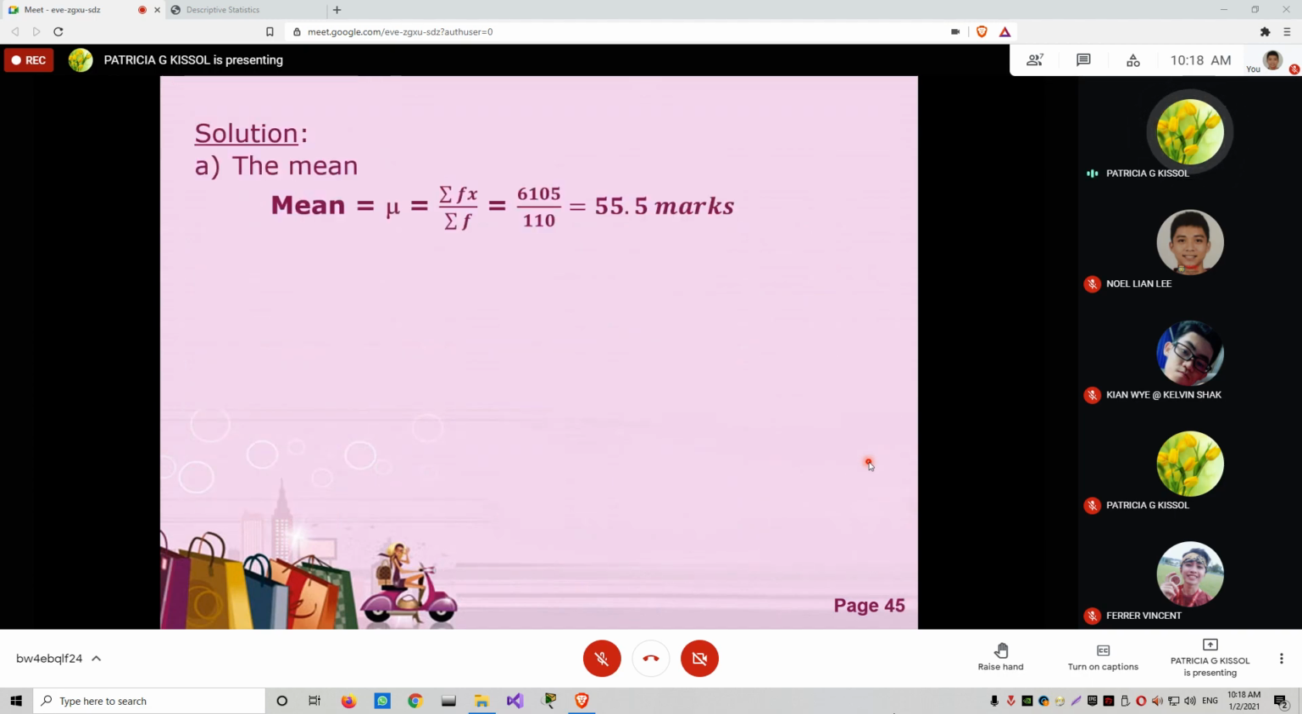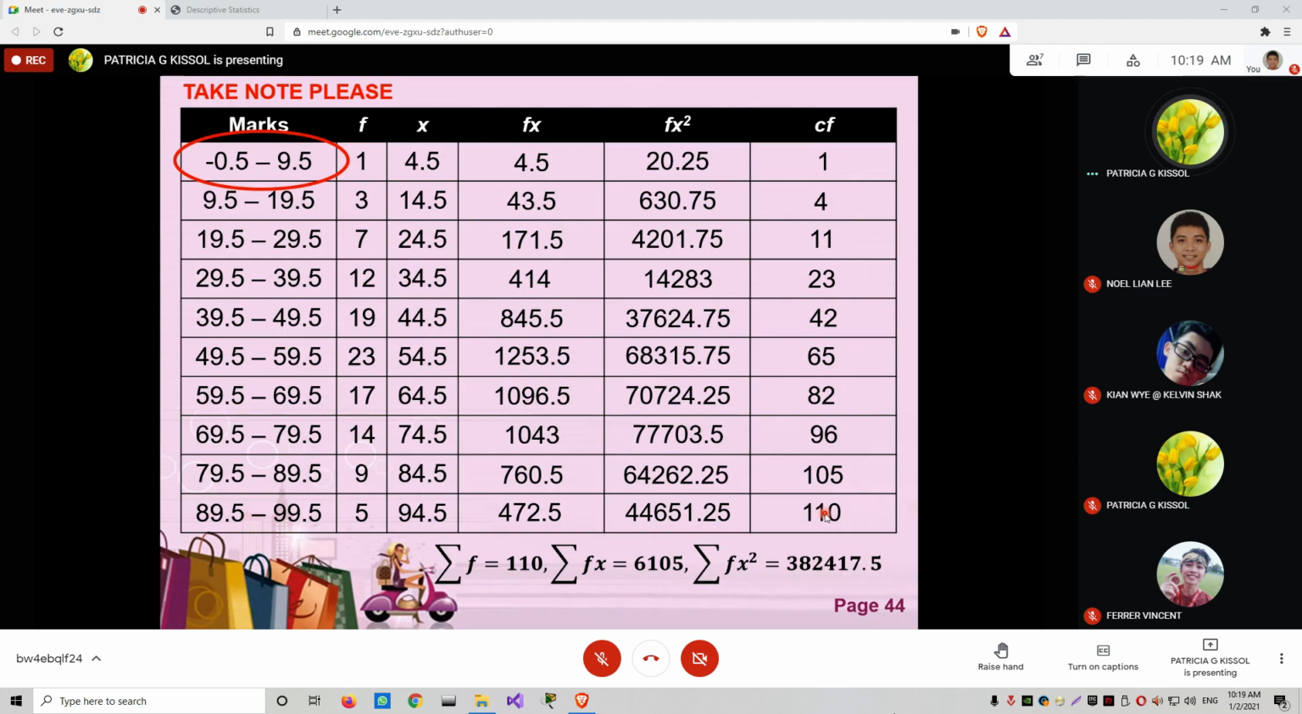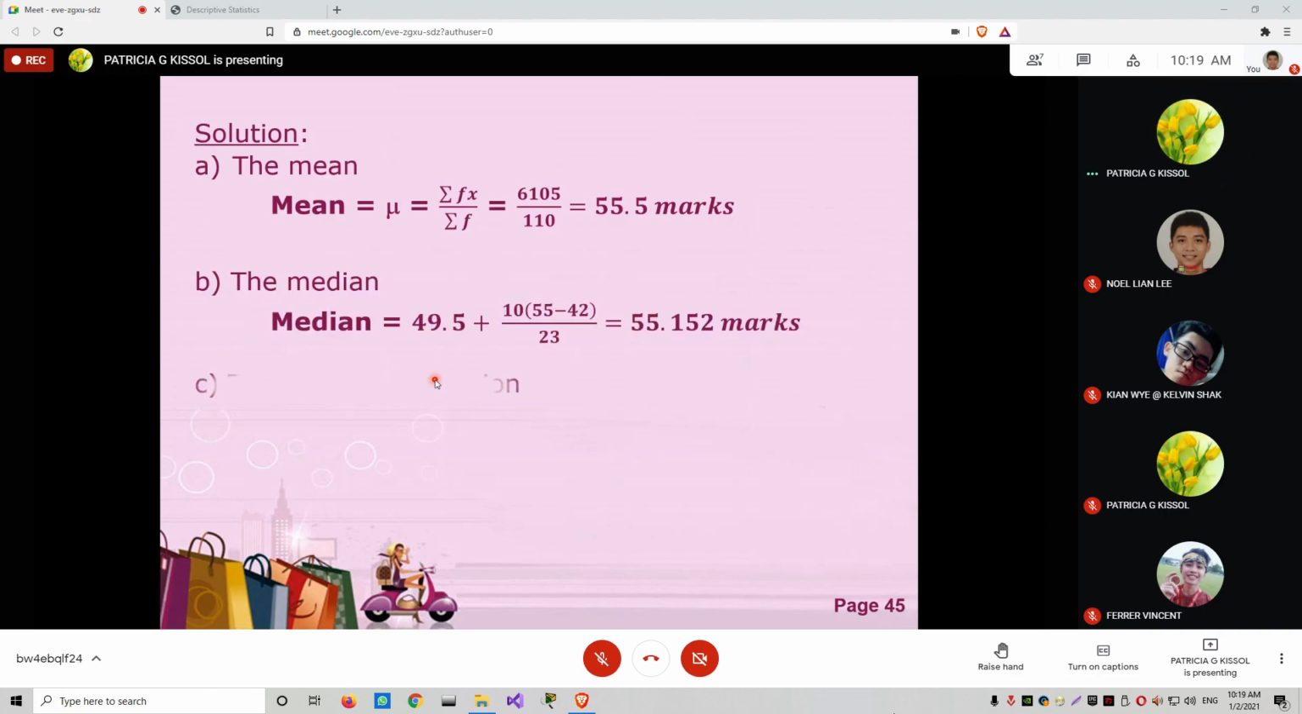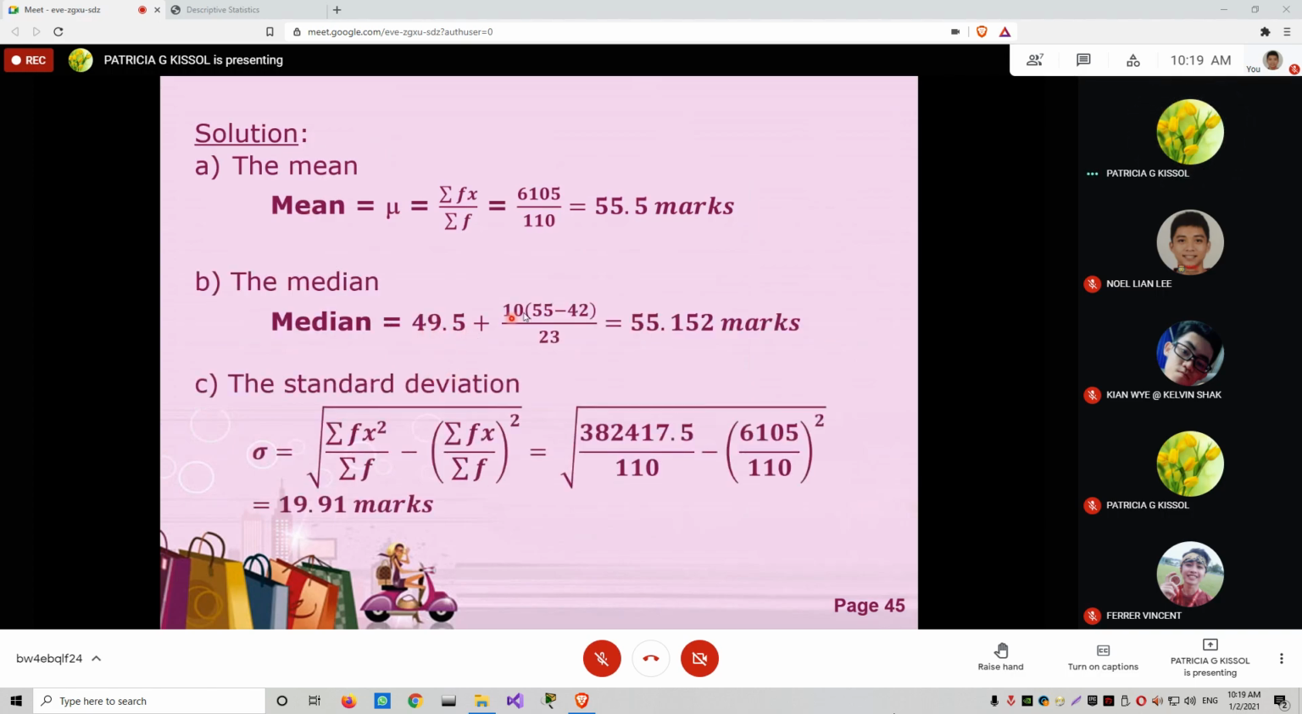So the mean is basically just divide, put the formula to get 55.5 marks, and then the median, how do we identify that? Well, I didn't put the calculation of n divided by 2, but if you go here, 110 divided by 2 is roughly about 55, right? So 55 is somewhere in between here. So 42 is too small. So we take the 65, which corresponds to 49.5 to 59.5. And that is why we have 49.5 here. And you get 55.152 marks.